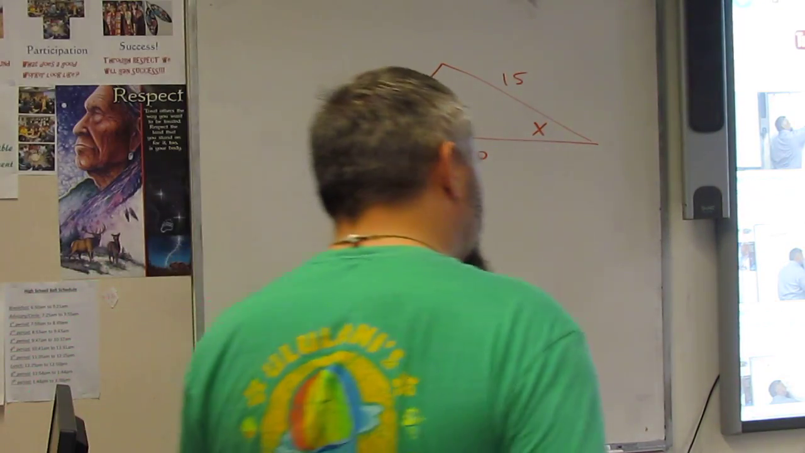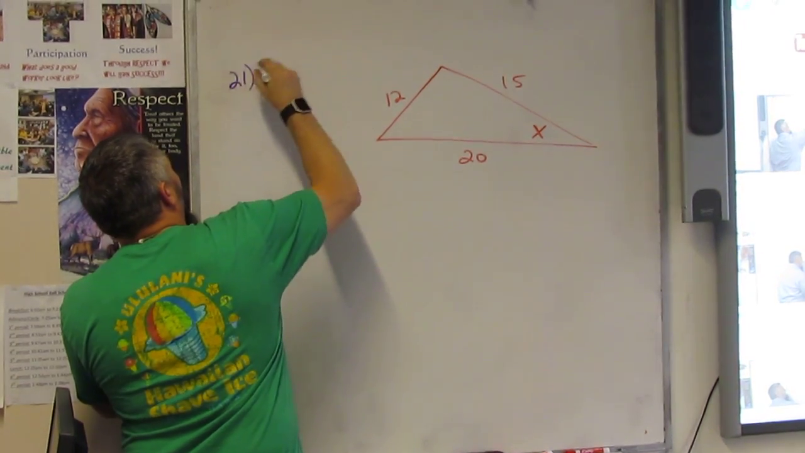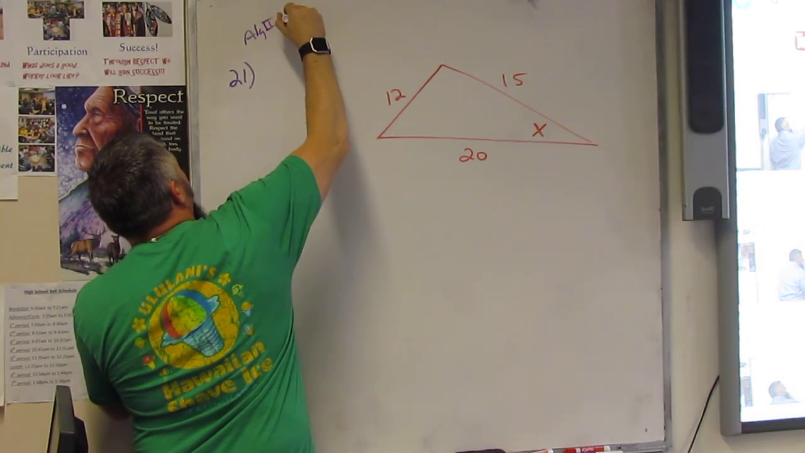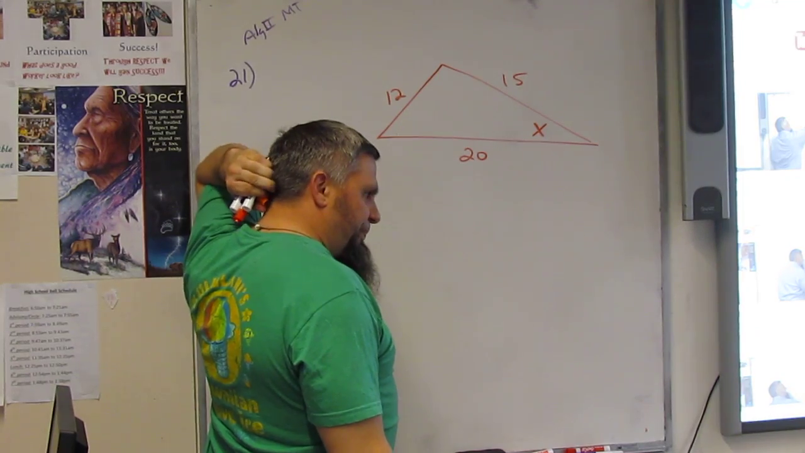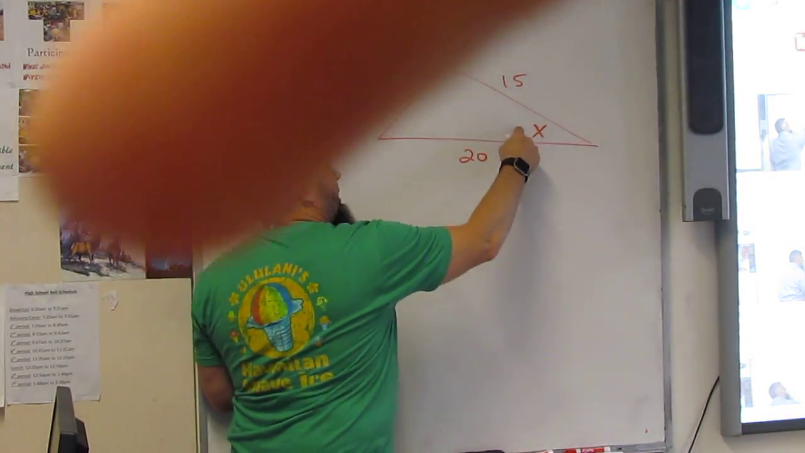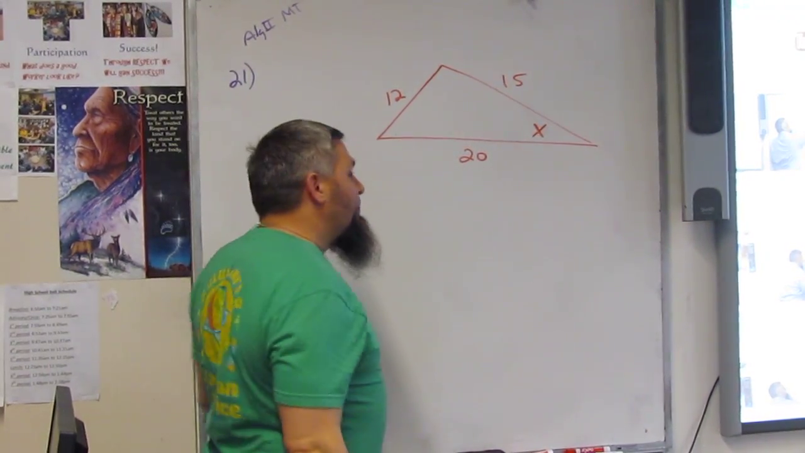Problem number 21 on the Algebra 2 midterm. Okay. With this problem, you're looking for the x across from a side that you have, right?